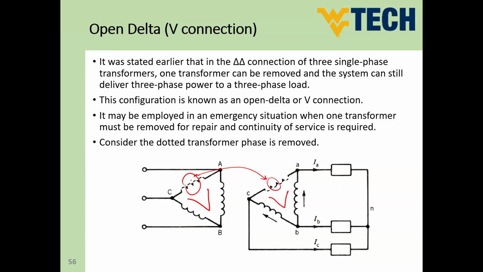So the remaining power would be only 58%. Why? We can see this in a short derivation in the coming slides. This configuration, guys, is called V connection or open delta connection. It may be employed in an emergency situation when one transformer must be removed for repair and continuity of service is required. So this is one of the advantages of using the open delta connection.